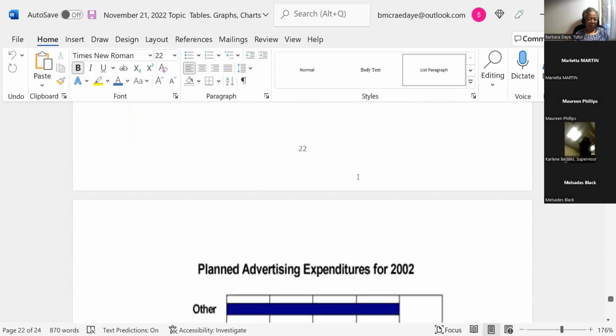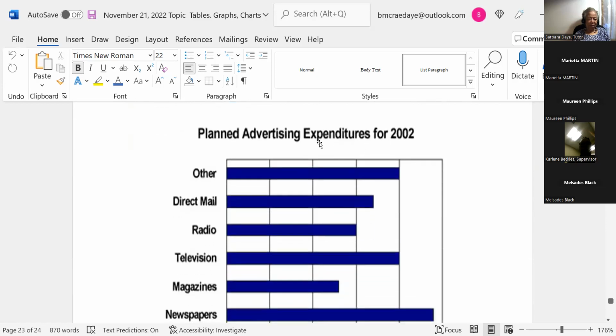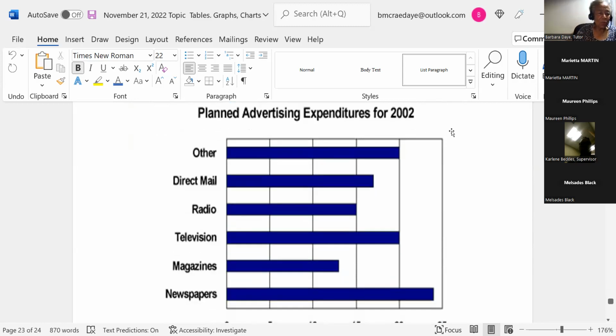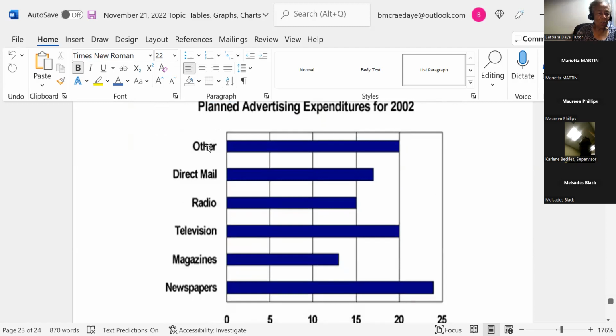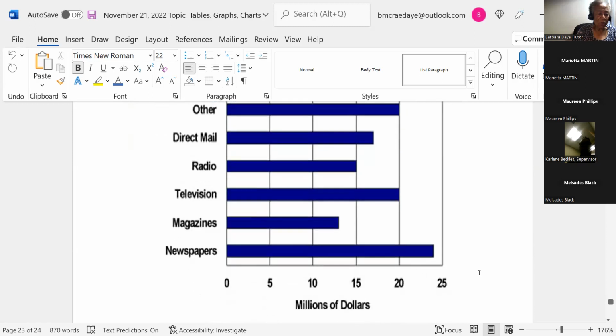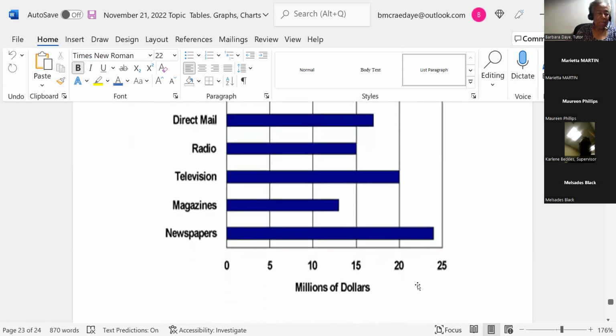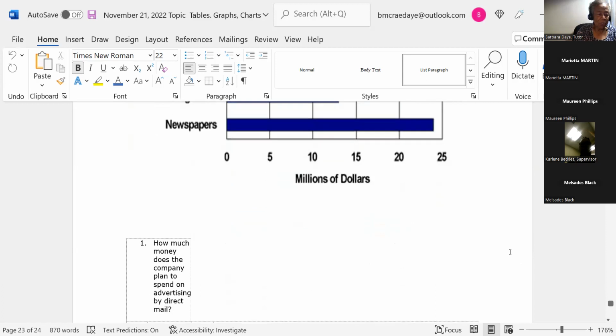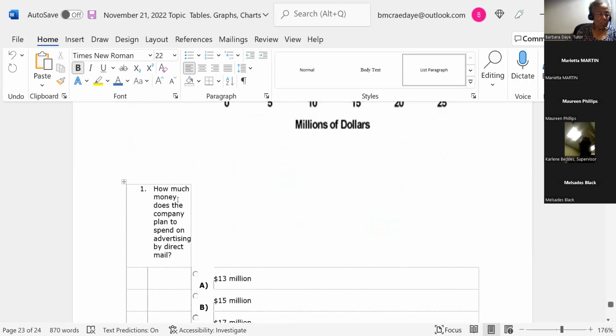Now I think we have one more graph, one more bar graph. This is planned advertising expenditures for 2002. And here are your categories on the vertical: other, direct mail, radio, television, magazines, newspapers. On the horizontal, you have millions of dollars. First question: how much does the company plan to spend on advertising by direct mail?